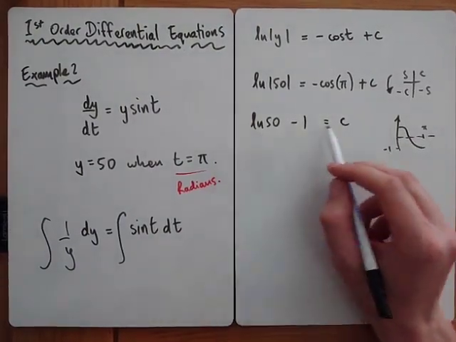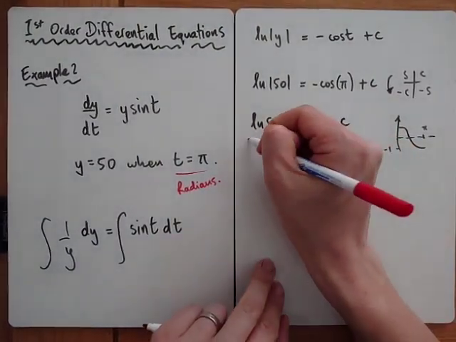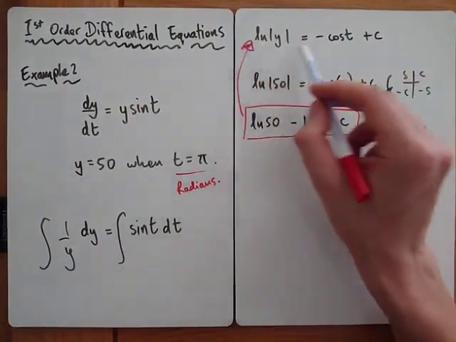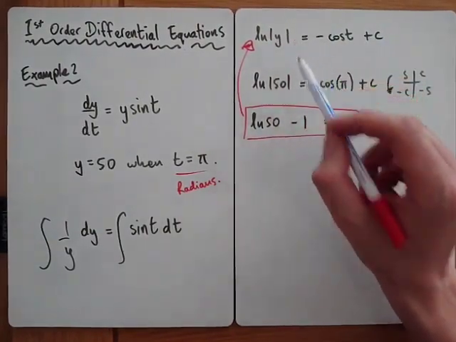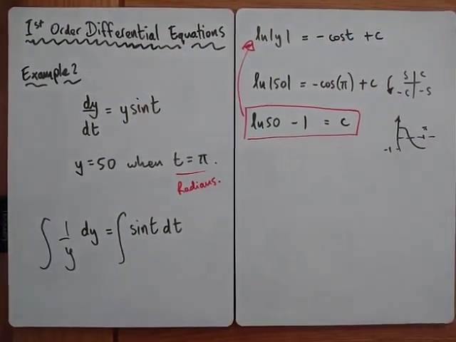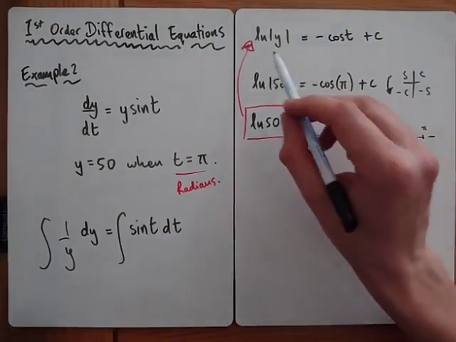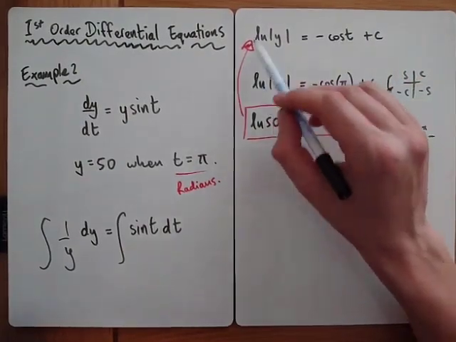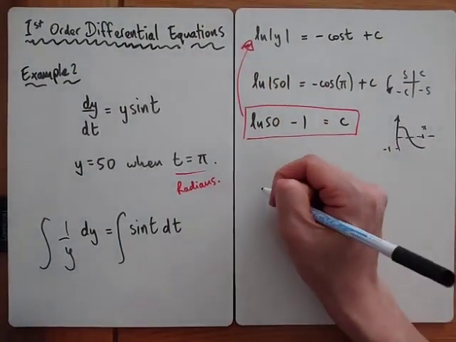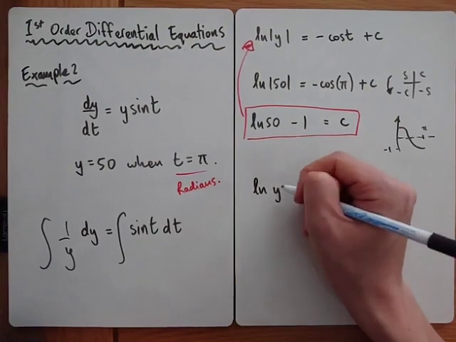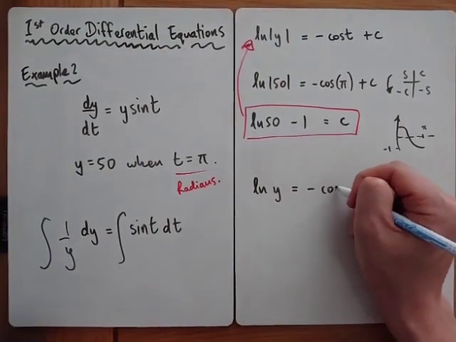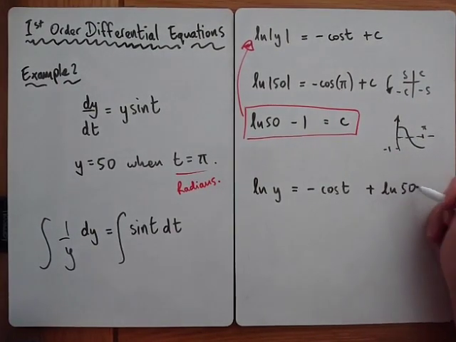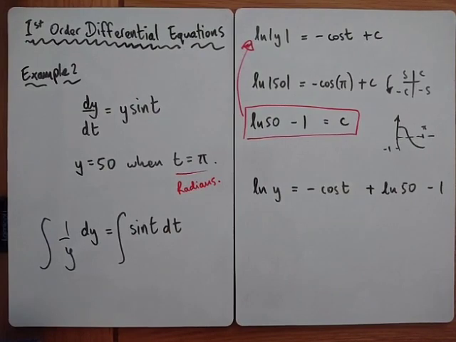So once we've found our constant, be very careful here, guys. You've got to sub it back into the current line of your working out. You might end up doing some rearrangements and then you think, oh, my constant's different to yours. The constant has to go into whatever values you subbed into, you have to go back and put it back into that line there. So we've got ln y would equal minus cos t plus our constant, which would be ln 50 minus 1.